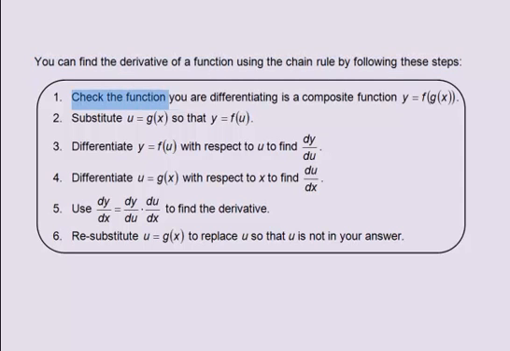1. Check the function you are differentiating as a composite function, y equals f of g of x. 2. Substitute u equals g of x so that y equals f of u. 3. Differentiate y equals f of u with respect to u to find dy by du. 4. Differentiate u equals g of x with respect to x to find du by dx. 5. Use dy by dx equals dy by du multiplied by du by dx to find the derivative. 6. Resubstitute u equals g of x to replace u so that u is not in your answer.